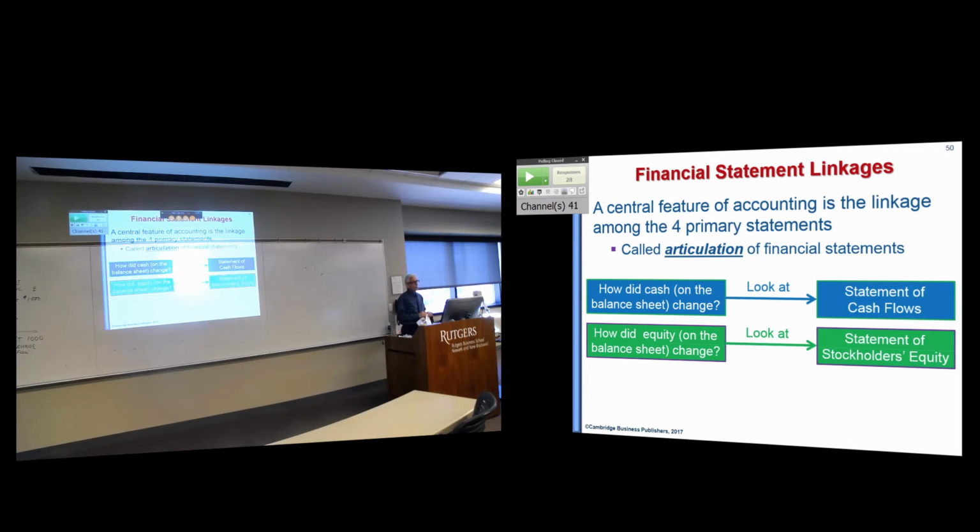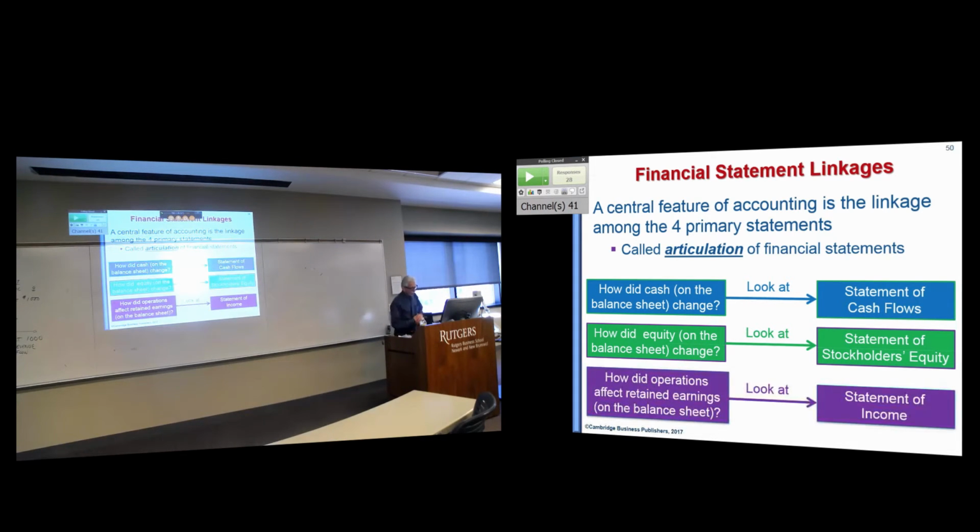The equity changes are reconciled on the statement of stockholders' equity. And of course, changes in operations and retained earnings will be the statement of income. Now, don't forget, where do you find the ending cash balance here? Balance sheet. Where do you find the ending balances of stockholders' equity? On the balance sheet as well. So these will also tie back to the balance sheet. So you'll also find them on the balance sheet as well.